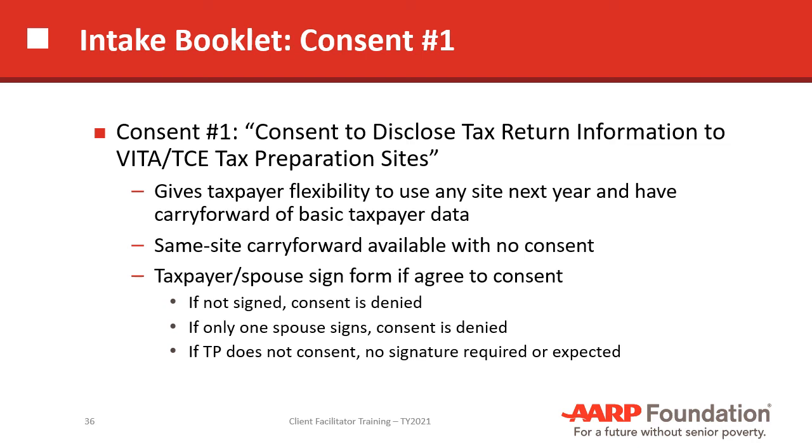Taxpayers and spouse sign the form if they agree to consent, but they both have to sign it. If one doesn't sign, then as far as the Tax-Aide is concerned, they have not consented as a couple. If not signed, the consent is denied. If the taxpayer does not want to consent to this, they don't have to sign at all. So if they've signed, they've consented to it. If they haven't signed, they have not consented.